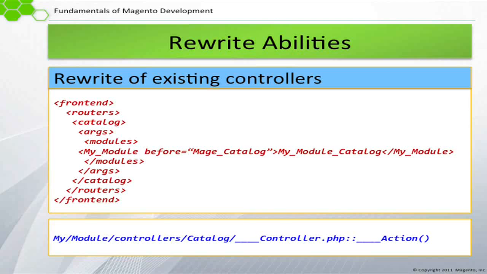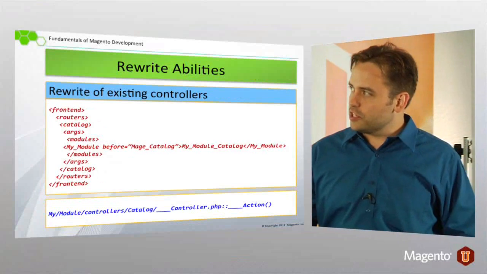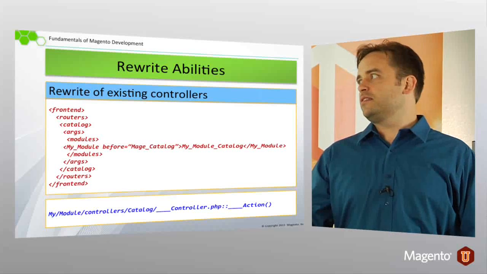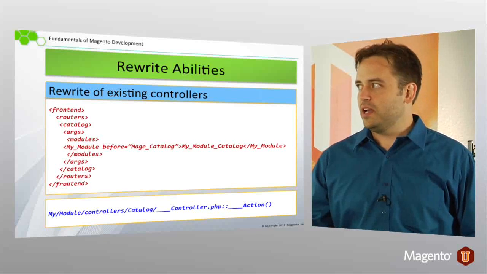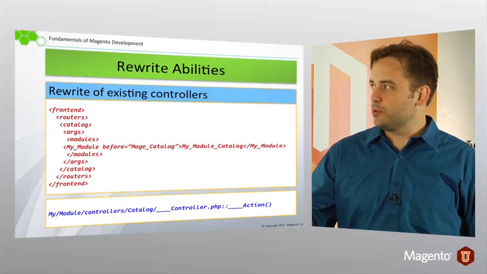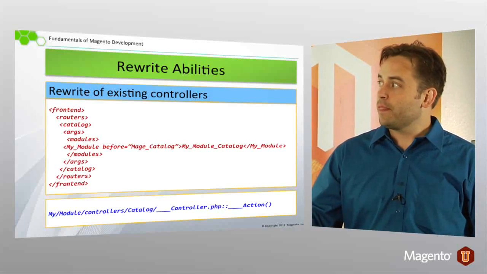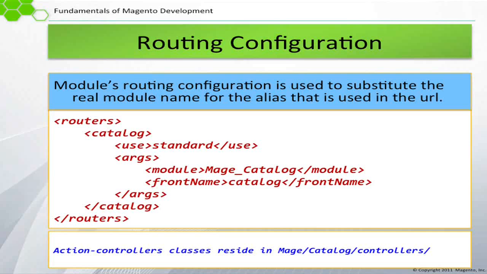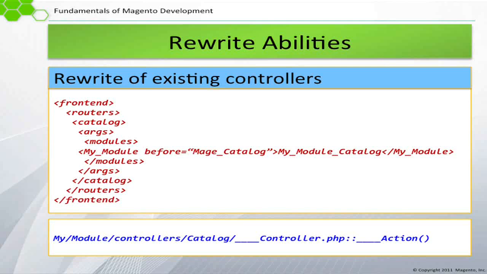Okay? So take a moment and remember, just like in the previous slide, we had front end, routers, and CMS. In this case, we're doing something with a catalog. If you recall, front end, routers, catalog, we had an args node, right? And that's where we had our module node and front name node. Well, if in our module we want to rewrite a controller, we can access it this way.